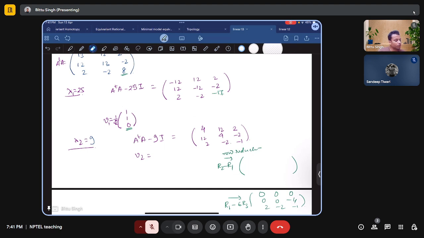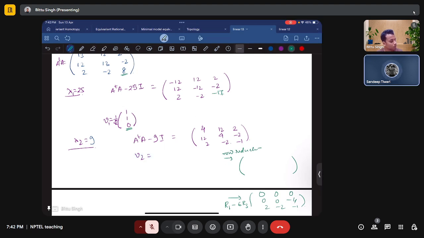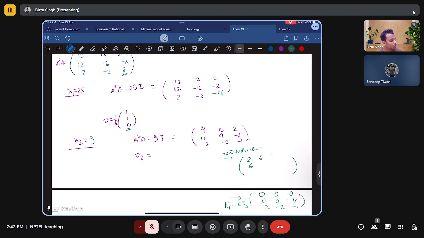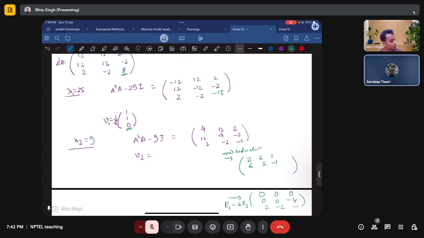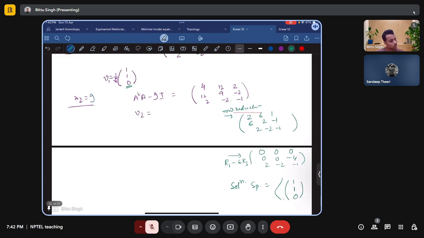Okay. For 12, 2, row reduction will give me... So we can do, first divide by 4, 2. 2, 6, 1. It's 6, 2, minus 1, minus 1, 2, minus 2. 2, minus 1. Yes.